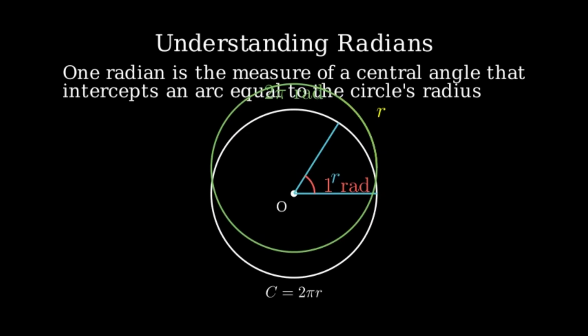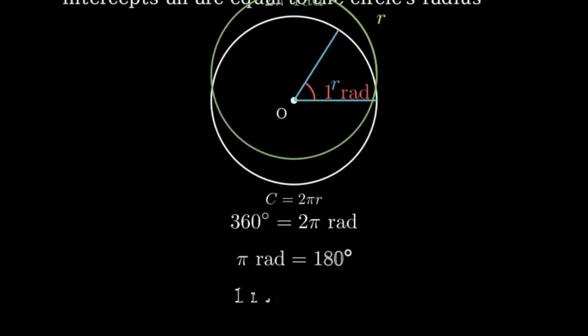Let's look at some important conversions between degrees and radians. Since a full circle is both 360 degrees and 2 pi radians, we can set up these relationships. Pi radians equals 180 degrees, and 1 radian is approximately 57.3 degrees.